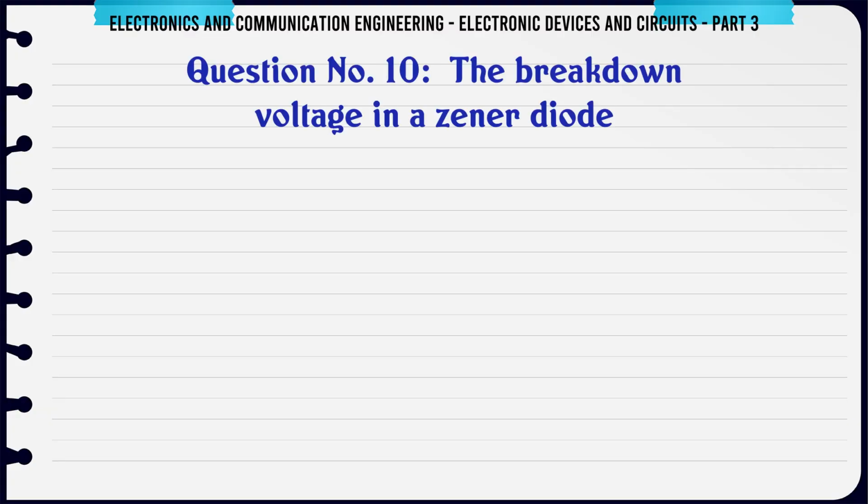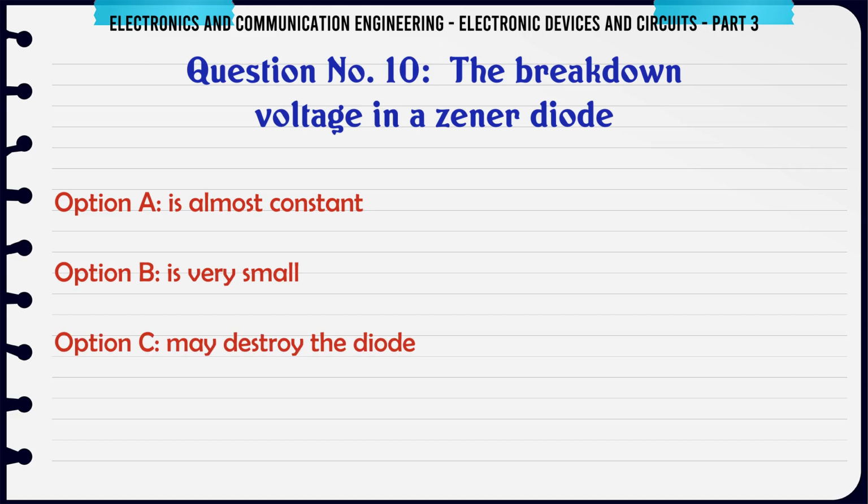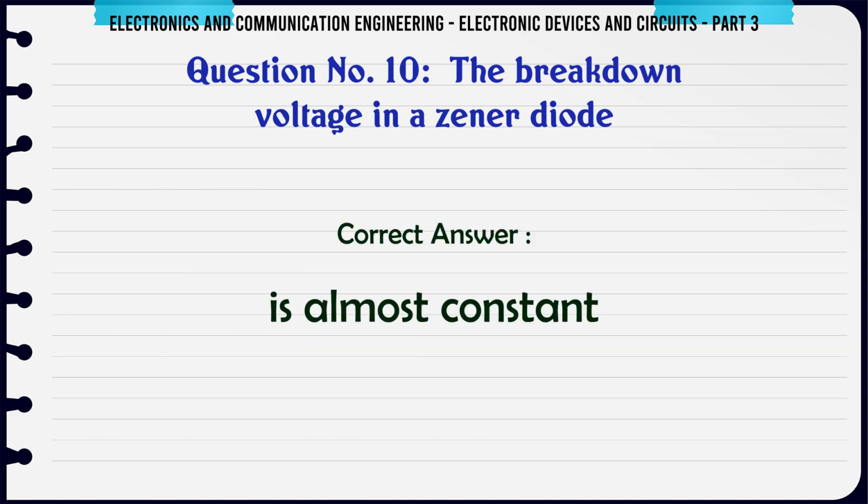The breakdown voltage in a Zener diode A. is almost constant, B. is very small, C. may destroy the diode, D. decreases with increase in current. The correct answer is almost constant.